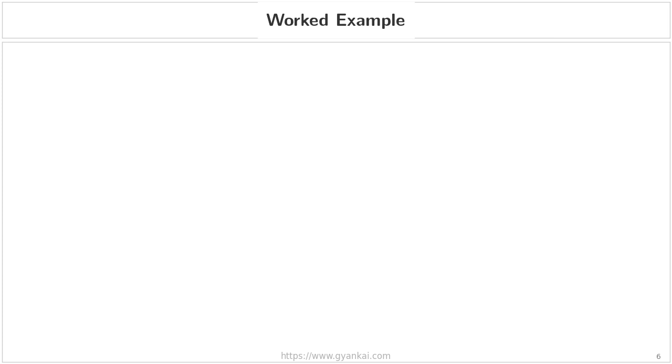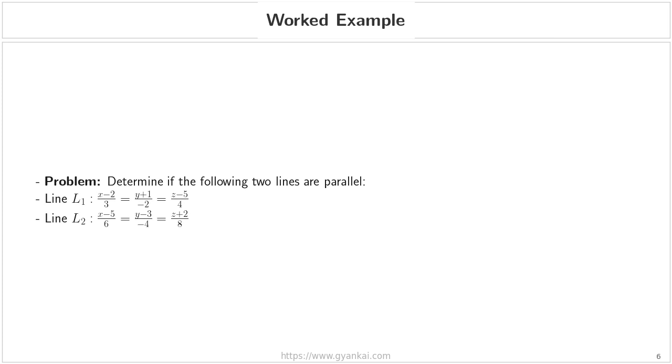Worked example. Now that we have understood the theory and the mathematical condition for parallelism, let's put it into practice with a worked example. Here's our problem. We need to determine if these 2 specific lines are parallel. First, we have line 1, where (x minus 2) over 3 equals (y plus 1) over negative 2, which equals (z minus 5) over 4.